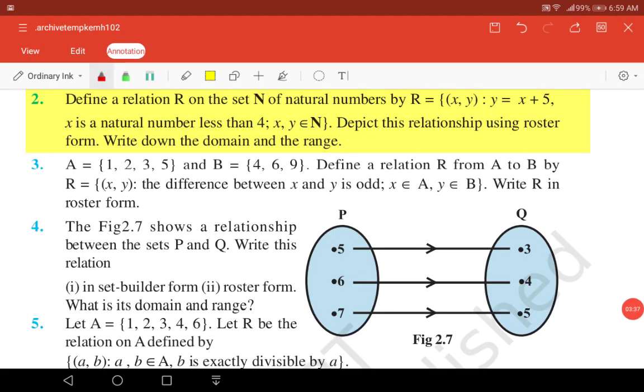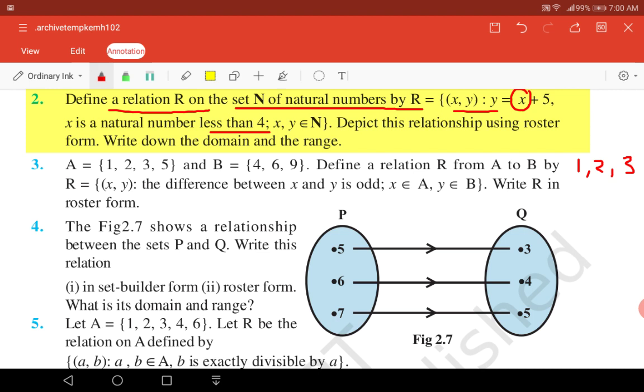So let us see what is given in the second question. Define a relation R. Now the relation is not given, we have to define it on the set of natural numbers by (x, y) such that y is equal to x plus 5, where x is a natural number less than 4, and the value of y will depend on x. If x is less than 4, that means we can take the value of x as 1, 2, 3 only. Natural numbers less than 4 are 1, 2, 3.